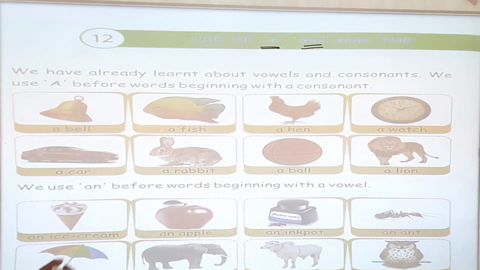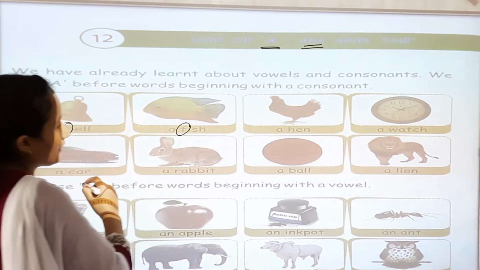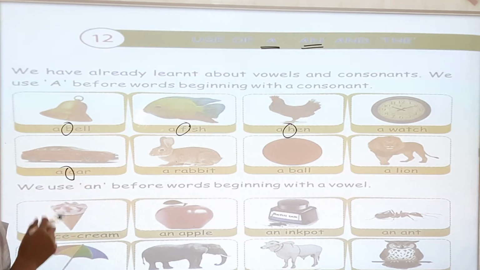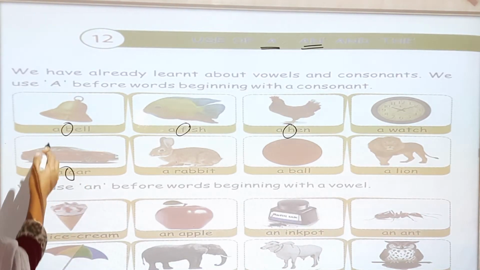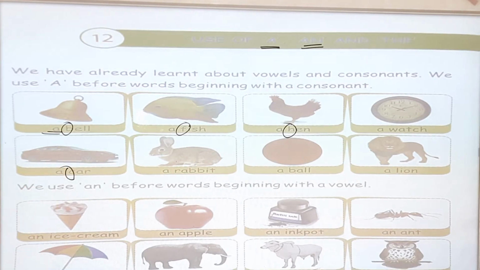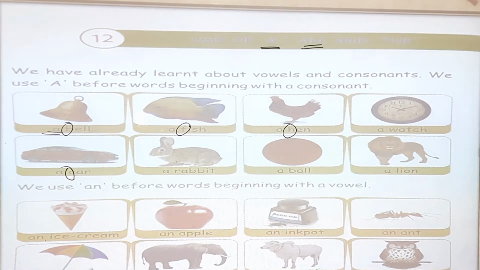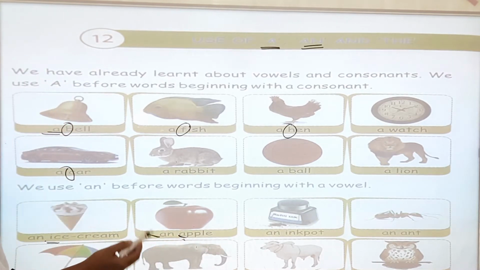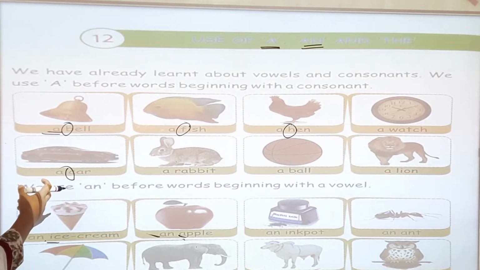For example, B. This is not a vowel word. F, this is also not a vowel word. H, this is also not a vowel word. C. So before a word beginning with a consonant we use a, and before a word beginning with a vowel we use an. Vowels are a, e, i, o, u. So I is also a vowel word, A is also a vowel word, and o, u, e are vowel words too. So in a vowel word we use an, and in a consonant word we use a.